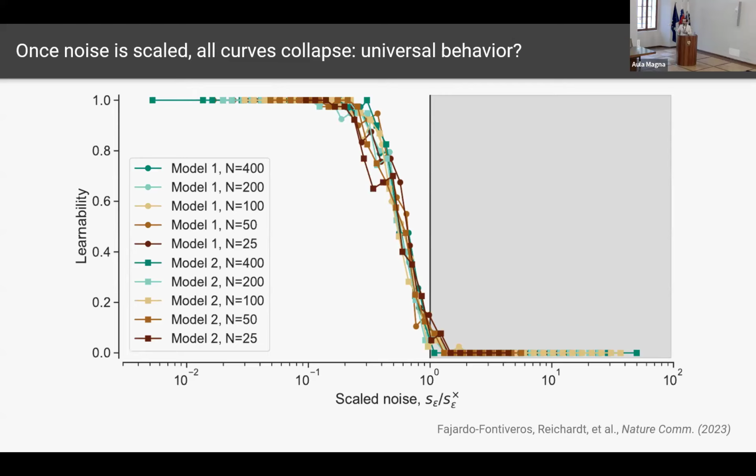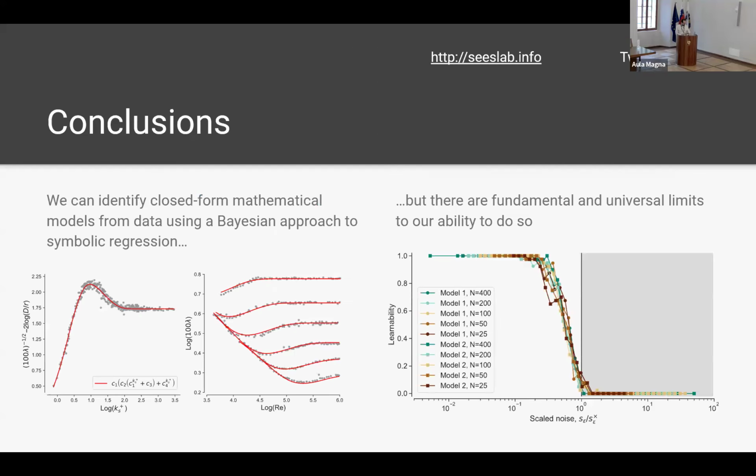So we have analytical expressions for when you stop being able to detect the model, and when you scale the noise by that critical level of noise, what you find is that all the curves follow a similar pattern. So you go from being able to learn the model to never being able to learn the model, and this happens through this phase transition-like behavior. Okay, so this is all I wanted to say. I think I'm on time.